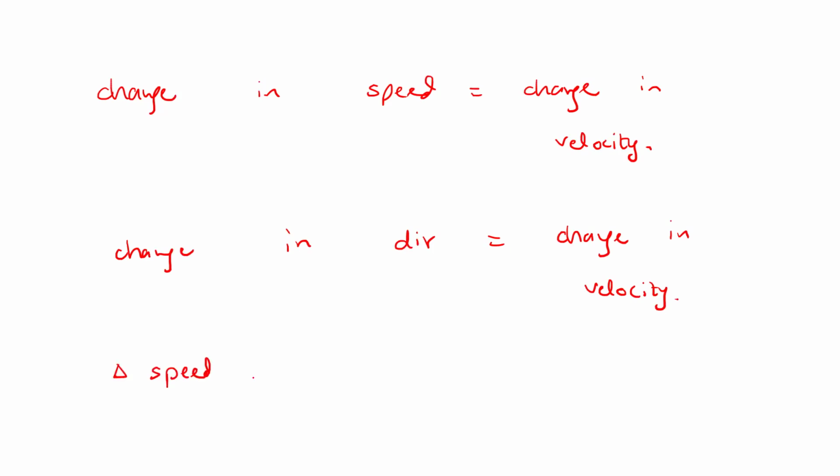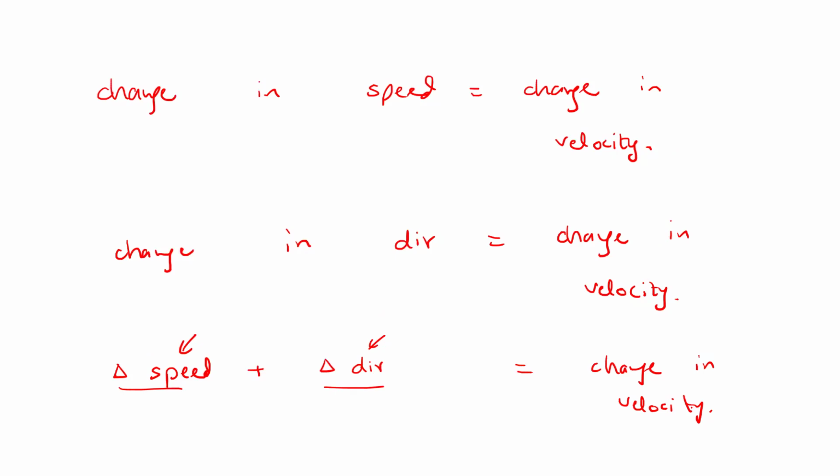I'm drawing a triangle to show change in speed, and another to show change in direction. So that means change in speed and change in direction. Is it a change in velocity? The answer is yes. If speed changes, we'll have a change in velocity. If direction changes, we'll have a change in velocity. If both of them change, we'll still have a change in velocity.